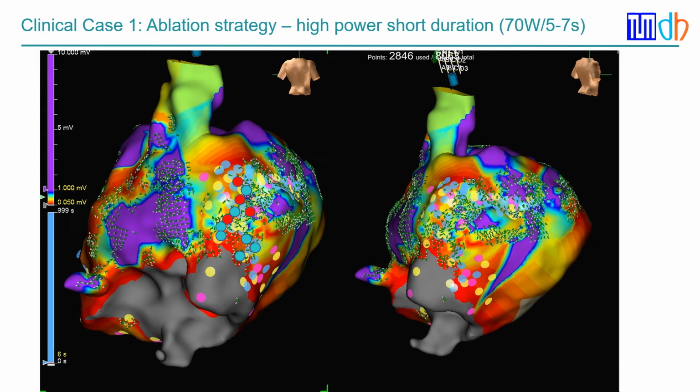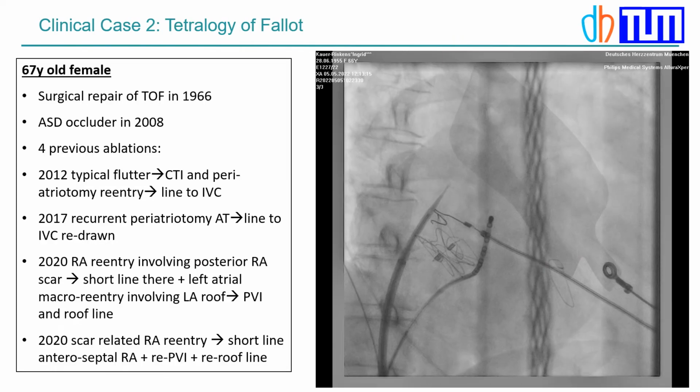That was then the ablation strategy. We ablated these very low voltage areas, and to tell you the truth, we started here, and at the second point we were already done. The tachycardia stopped already. We continued to do this line and to really close, eliminate the low voltage area.